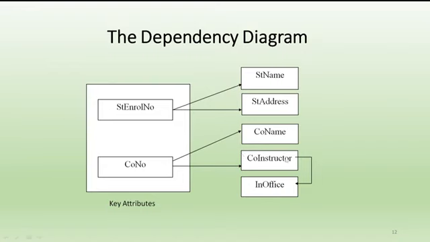As far as this dependency is concerned, it is course number to course instructor and course instructor to course in office. So obviously there is a dependency which is called transitive dependency from course number to in office. So that way we will be getting the dependencies as far as this diagram is concerned.